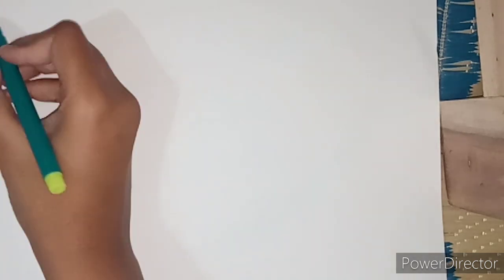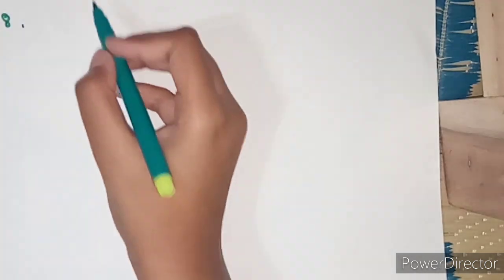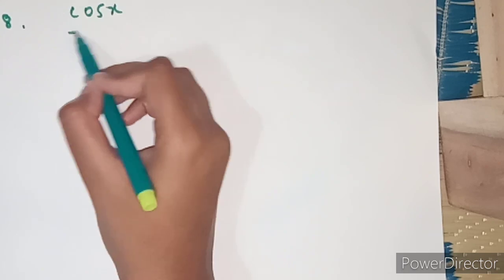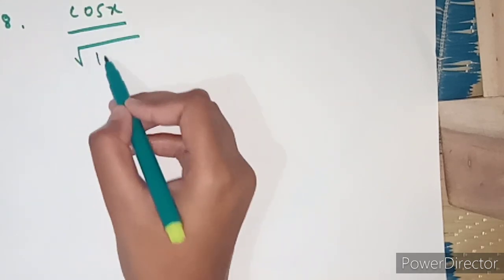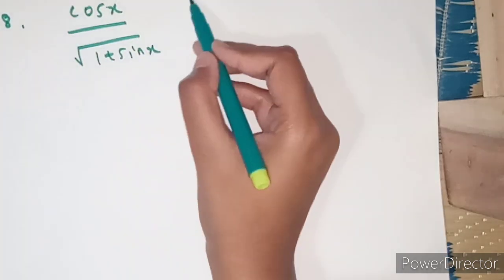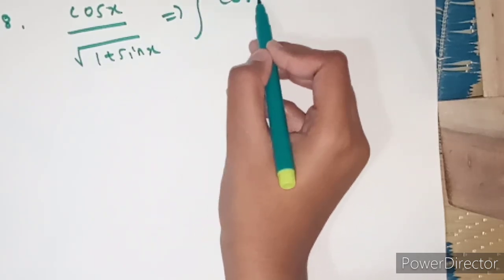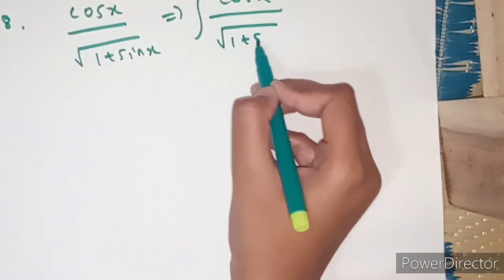So here is the 28th question: cos x upon square root of 1 plus sin x. First take integral of cos x upon square root of 1 plus sin x dx.